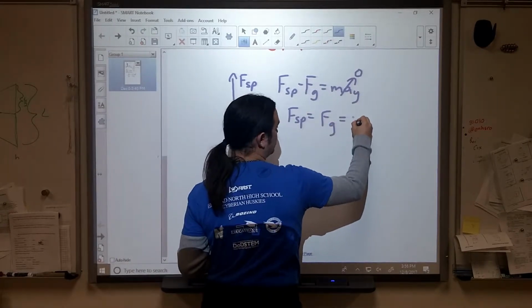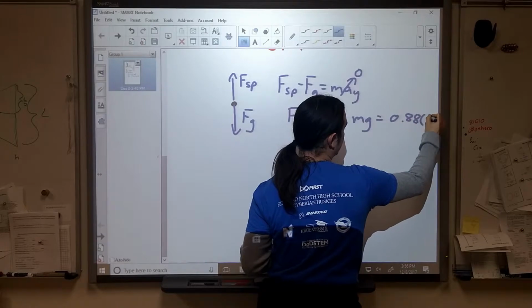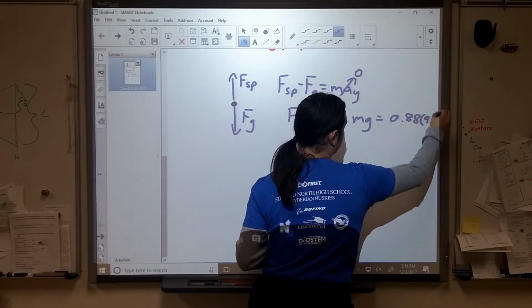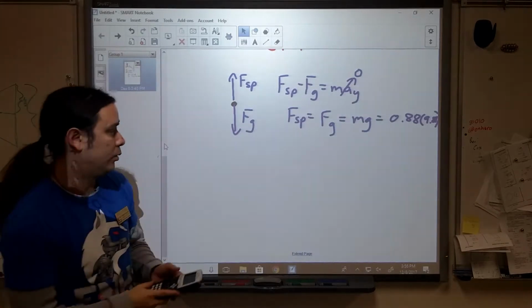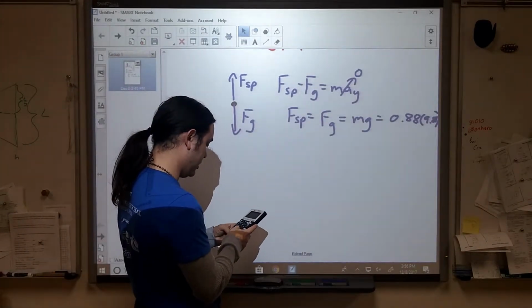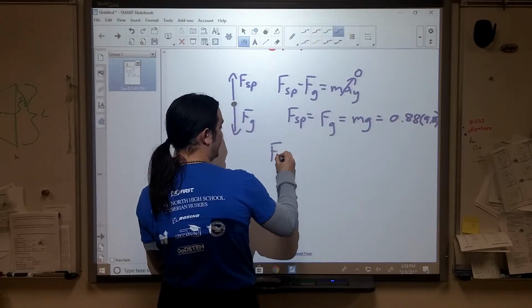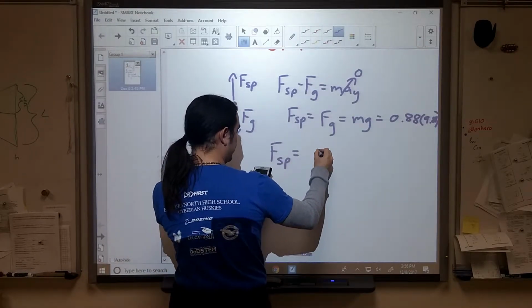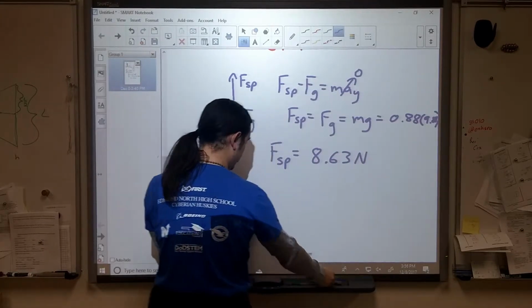We also know that the force of gravity is equal to mg, which will be 0.88 times 9.81. With units, we'd have kilograms times meters per second squared. I would find the following, 0.88 times 9.81, and we get that our force of gravity, and therefore our spring force, must be equal to 8.63 newtons.